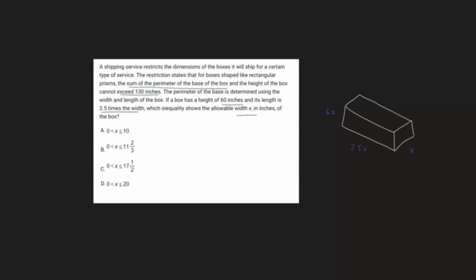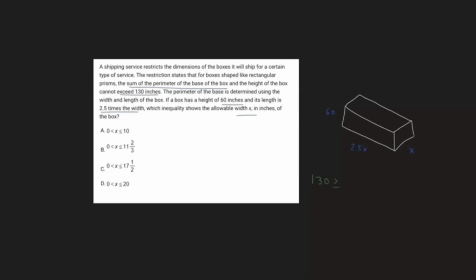And now what we need to do is set up our inequality. So let's use green and write out 130, because it cannot exceed 130, right? And therefore, I'm going to write up the sign like this. But it can be equal to 130, it just can't exceed 130. All right, so now we need to find what the restriction actually is for the 130 inches, right?